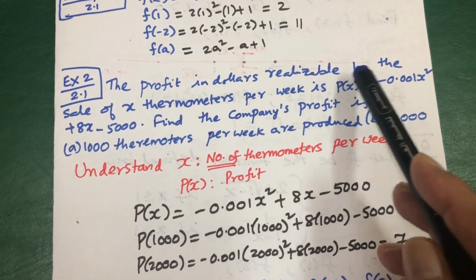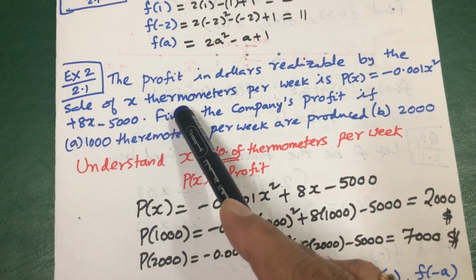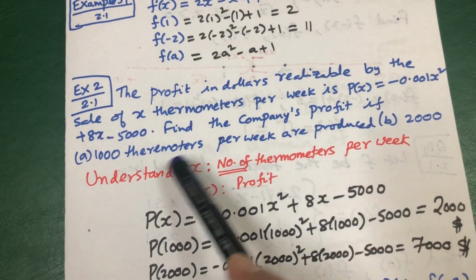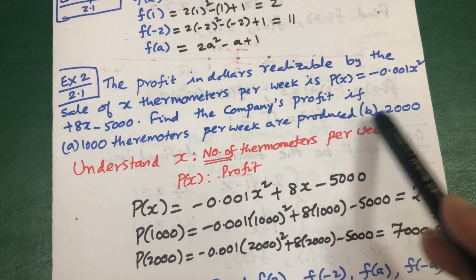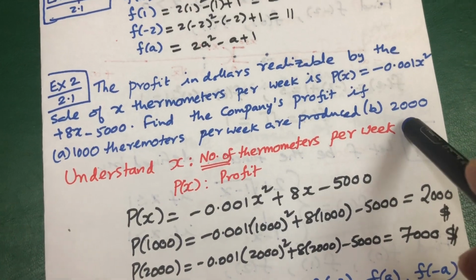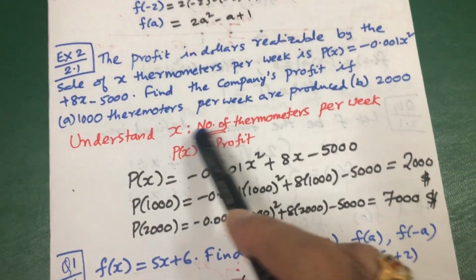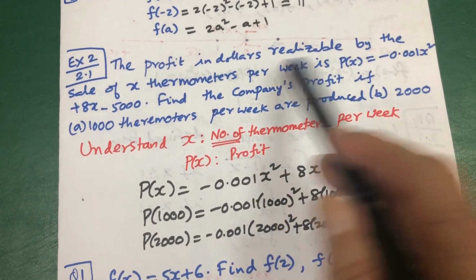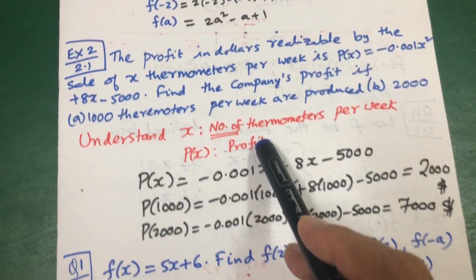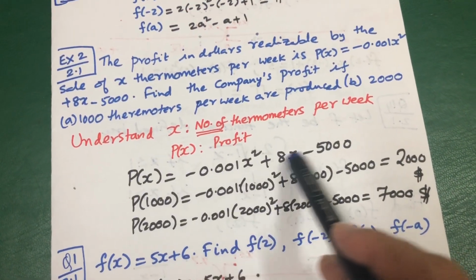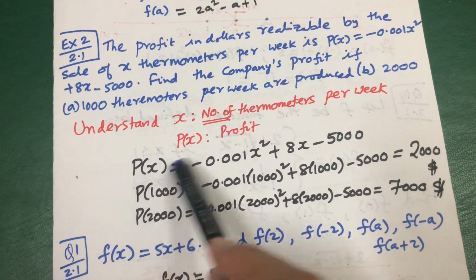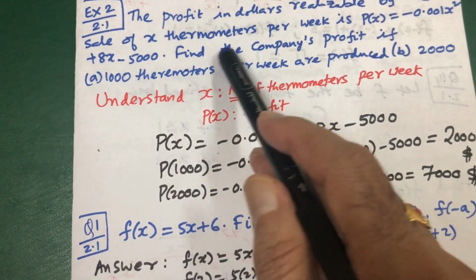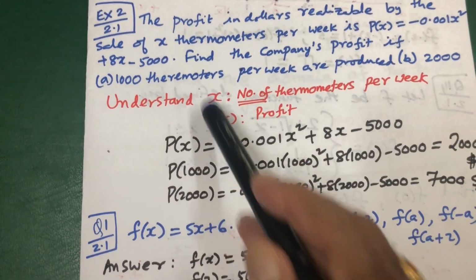The profit in dollars realizable by the sale of x thermometers per week is P(x) is equal to so and so. Find the company's profit if 1000 thermometers per week are produced and 2000 thermometers are produced per week. So here what you have to understand is x means number of thermometers per week, and the profit P(x) is given by this formula, where x is the number of thermometers. What is the question? Find profit for 1000 thermometers.